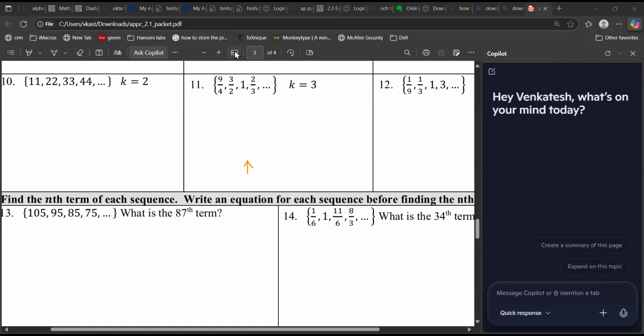Okay. Parvini, let's go ahead and solve for you. What is your question? 87th term, right, Parvini? Yeah. Remember, ma, an, you are given the kth term.